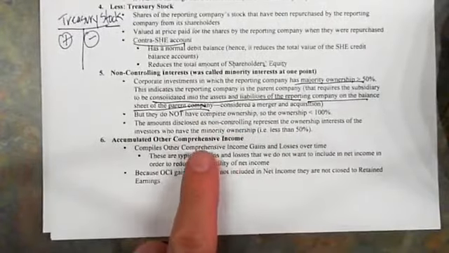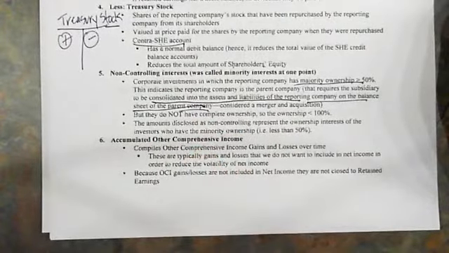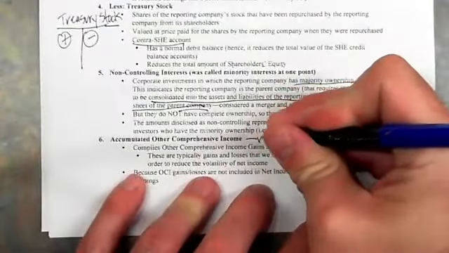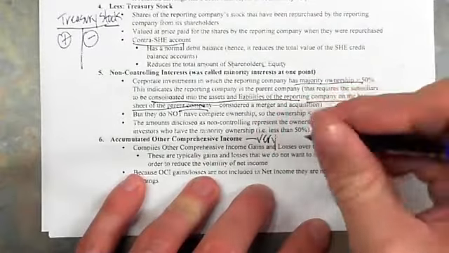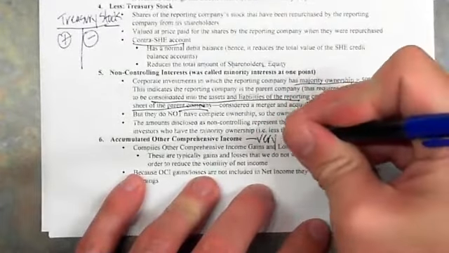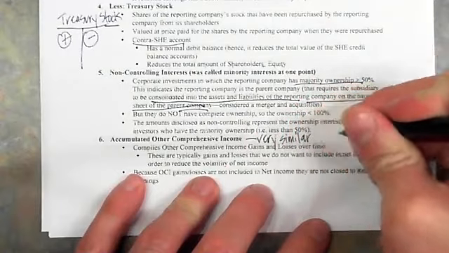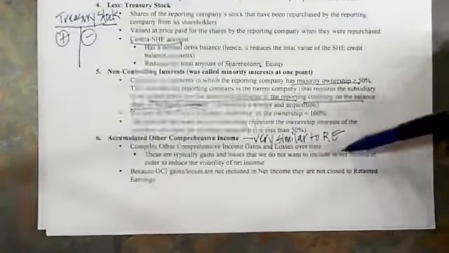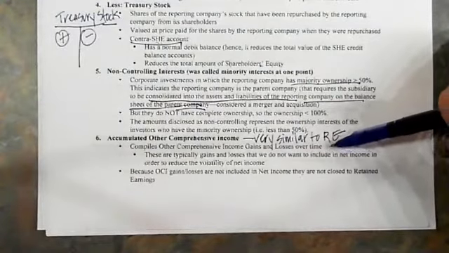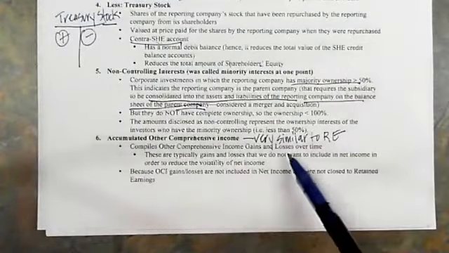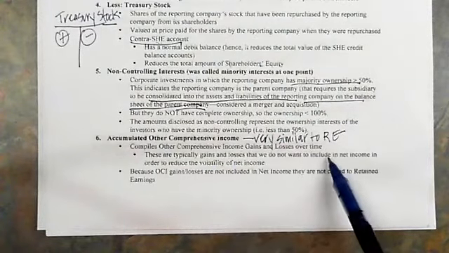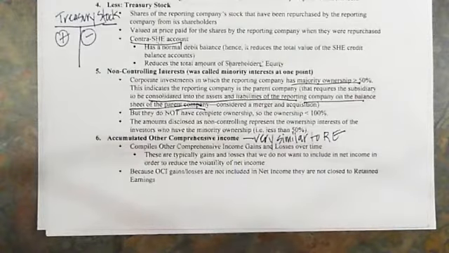Accumulated other comprehensive income is another designation in stockholders' equity, and this is going to be very similar to retained earnings. We're going to revisit this in Chapter 4 when we talk about the income statement, but it's very similar to retained earnings. It is a place where we accumulate other comprehensive income gains and losses over time. And these are just gains and losses that we do not include in net income because we want to reduce the volatility of net income.